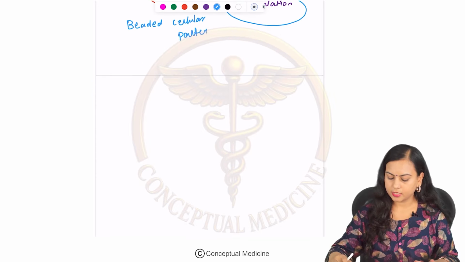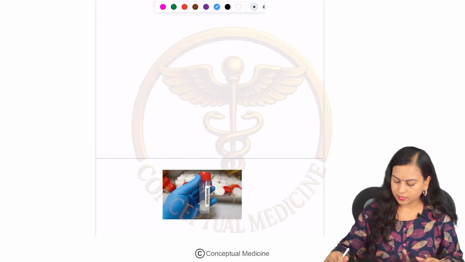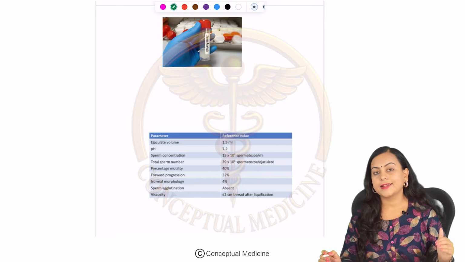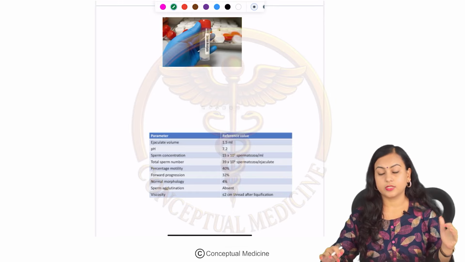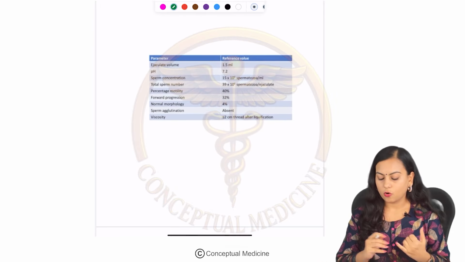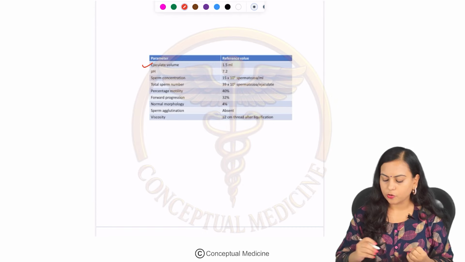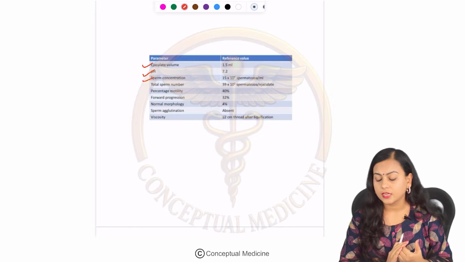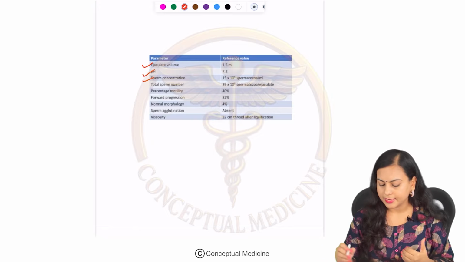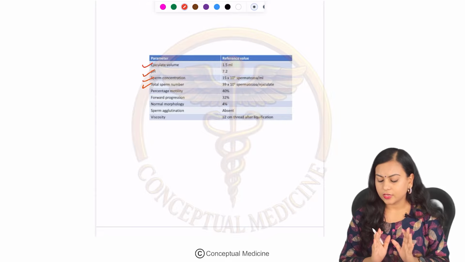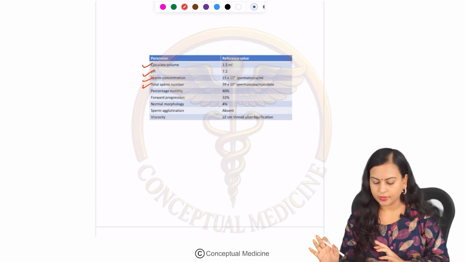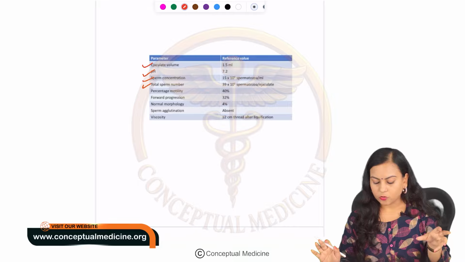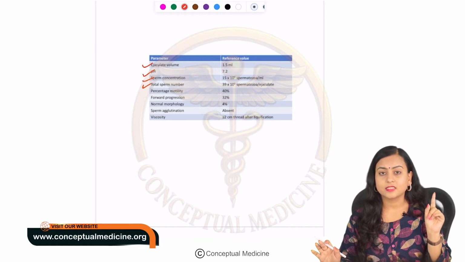Clear? Right. Now, coming to the next discussion, that is semen analysis. Okay, so semen analysis is very important for you. All the parameters itself is a question. So you have to know all these parameters thoroughly. Ejaculate volume is 1.5 ml, pH will be 7.2, the sperm concentration is 15 into 10 to the power 6 spermatozoa per milliliter, total sperm number is 39 into 10 to the power 6 spermatozoa per ejaculate. Okay, sperm concentration means per ml we are seeing that is 15, total sperm number means per ejaculate we are seeing that is 39, right?